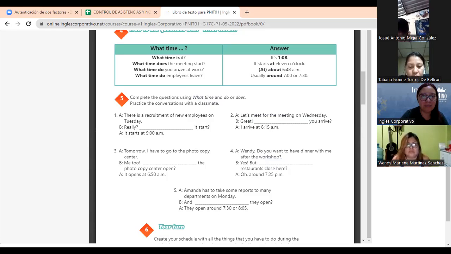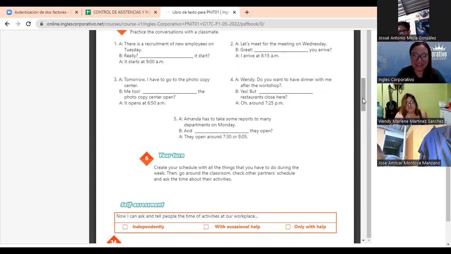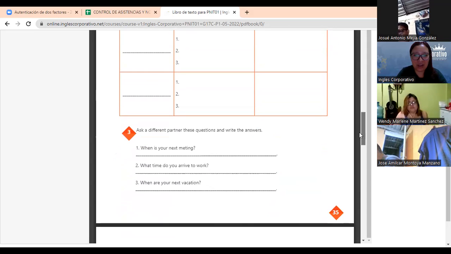And last one, but not least, number five. One more volunteer for number five. Tenemos un voluntario más para el número cinco. Me, teacher. Amanda has to take some report to many department on Monday. And what time do they open? They open around 7:30 or 8:05. Yes, 8:05. All right. Se me olvidó. No worries, very good. Okay, now.